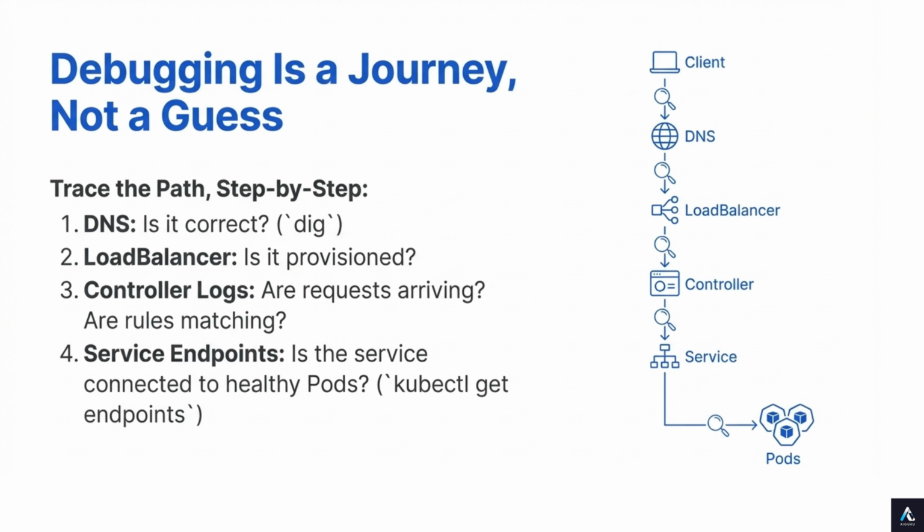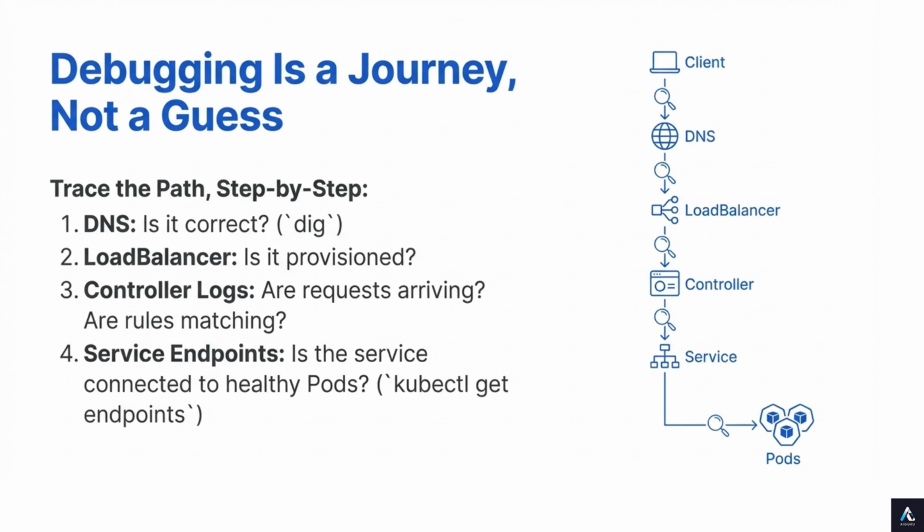The best place to begin is always the very edge. Is DNS pointing where it should? Because if DNS is wrong, the request never even reaches Kubernetes in the first place. If DNS looks correct, the next stop is the load balancer. Has it been provisioned successfully? Is there an external IP assigned and reachable?